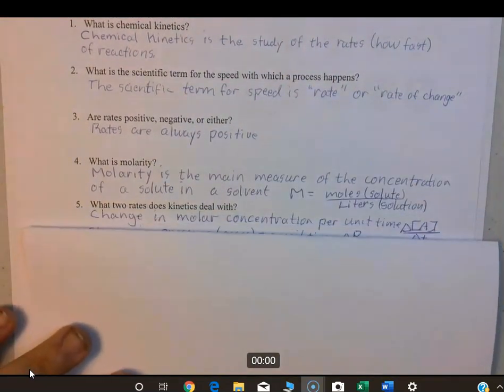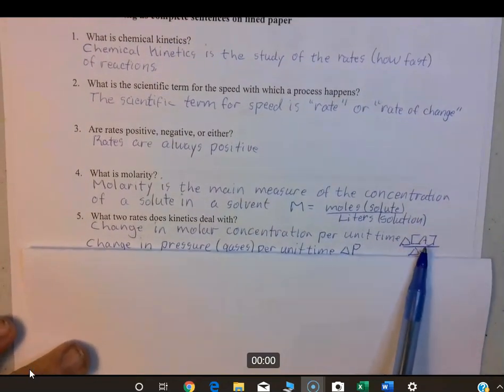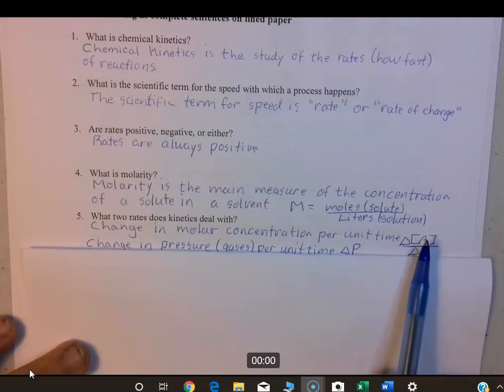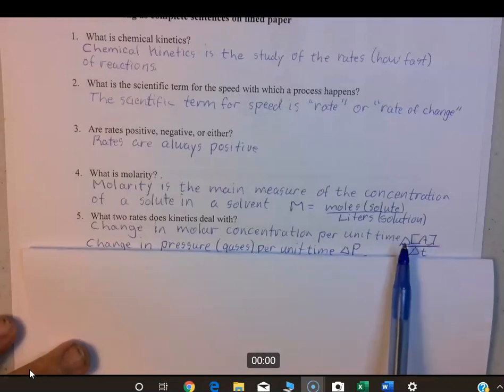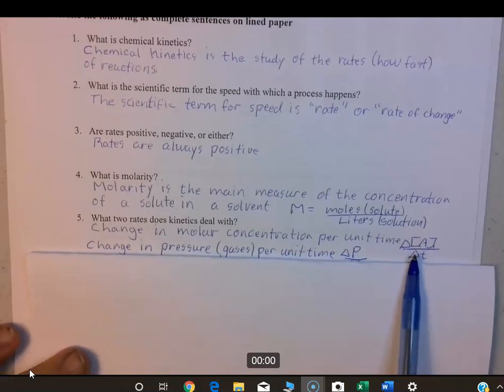It deals with a change in molar concentration per change in unit time. And the way that's expressed is delta [A], where A is just some chemical compound. It could be H2O, it could be O2, it could be CO2. The square brackets mean molar concentration, so that means moles per liter. So if it is H2O, it'd be moles of H2O per liter of solution. And delta means the change in. So it's a change in molarity per change in time.